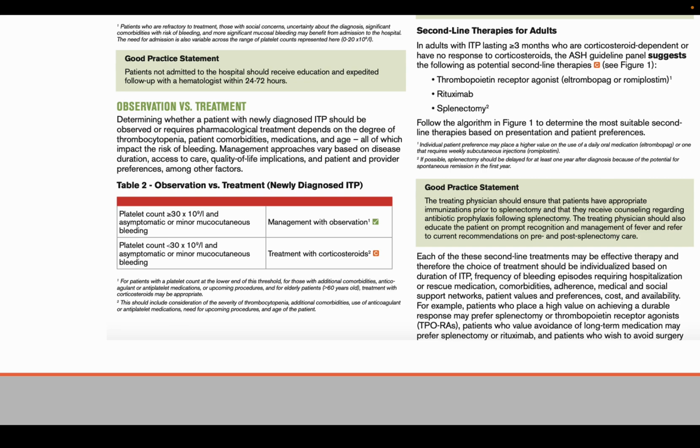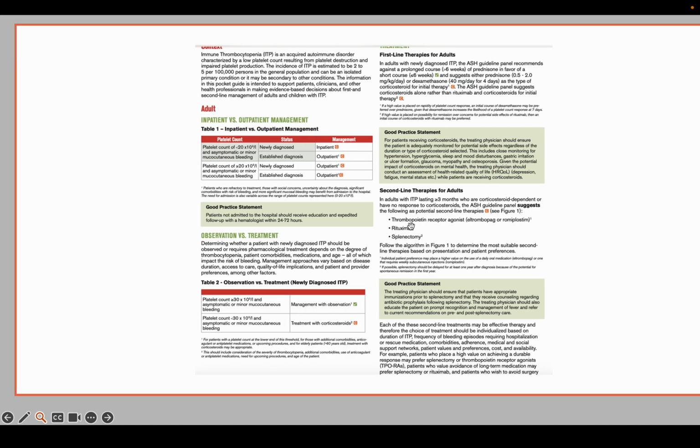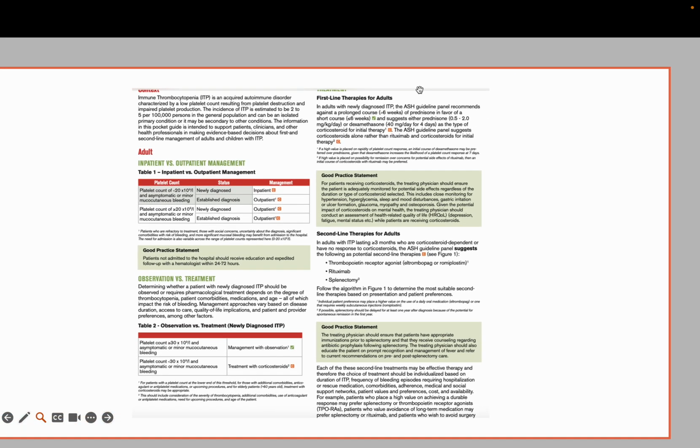So this is the case. All more than 30,000, asymptomatic, manage with observation. If the patient has less than 30,000 with minor bleeding, you should give treatment with steroids. More than 30,000, no symptoms, and minor mucocutaneous bleeding, you generally manage with observation. So these are the first line manifestations as I mentioned.